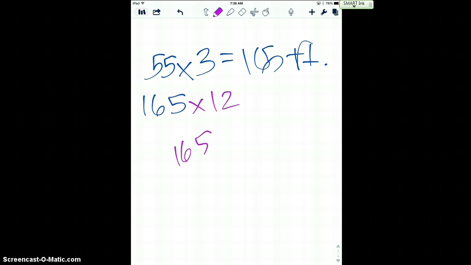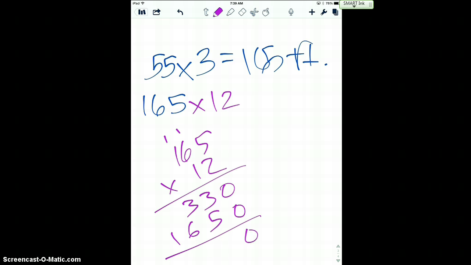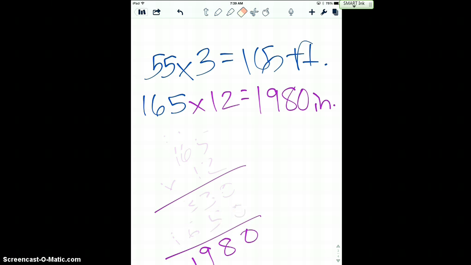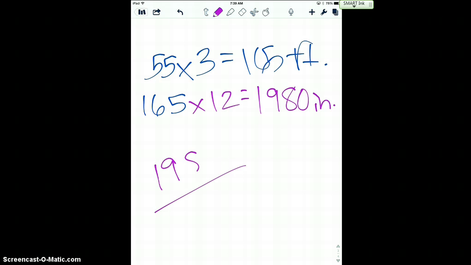So 165 times 12, trying to multiply it before me. And there I'm at 1,980 inches. Wow. There we go. But we're not done. So we now know the snail can go 1,980 inches in 1 hour. So far we've converted the first part of our rate into inches, which is what we want.